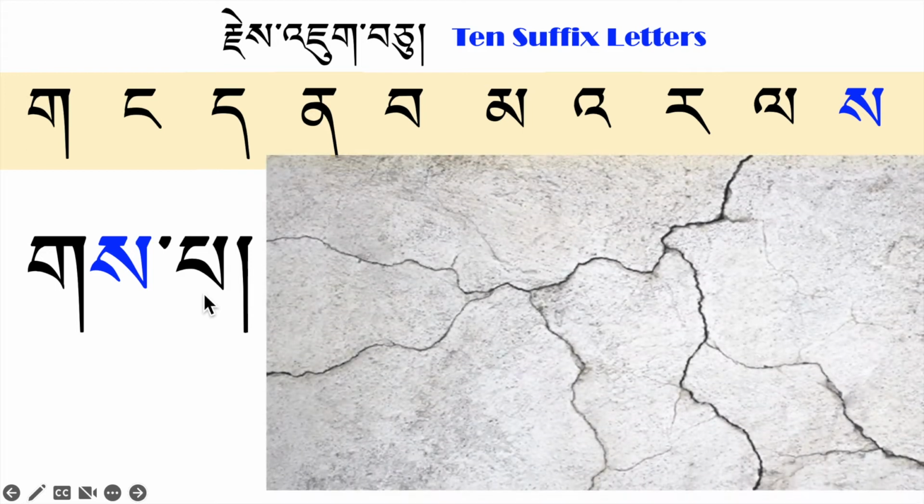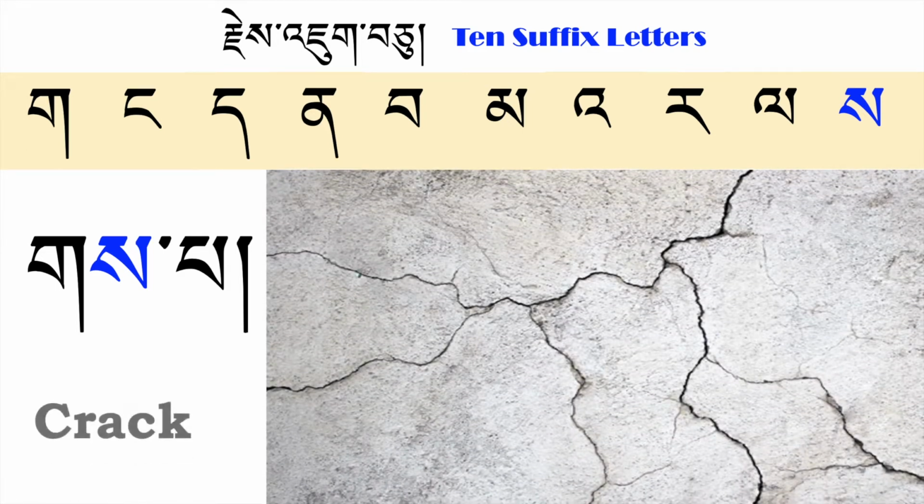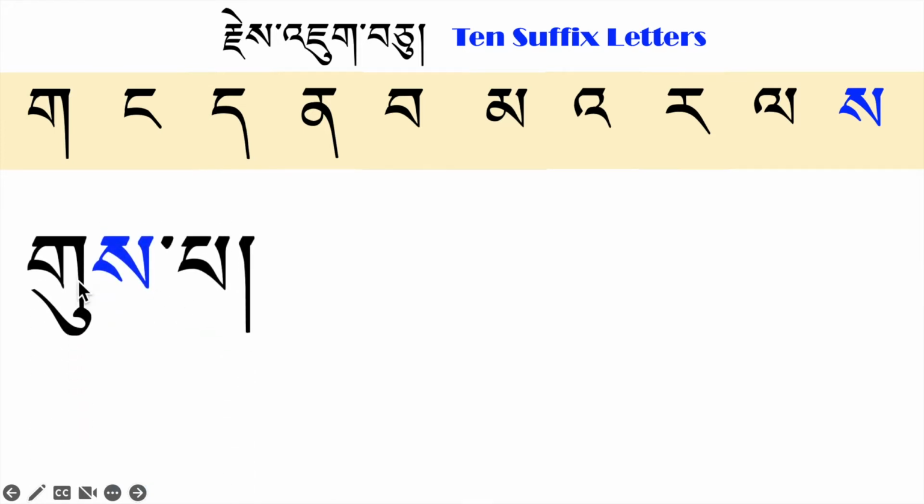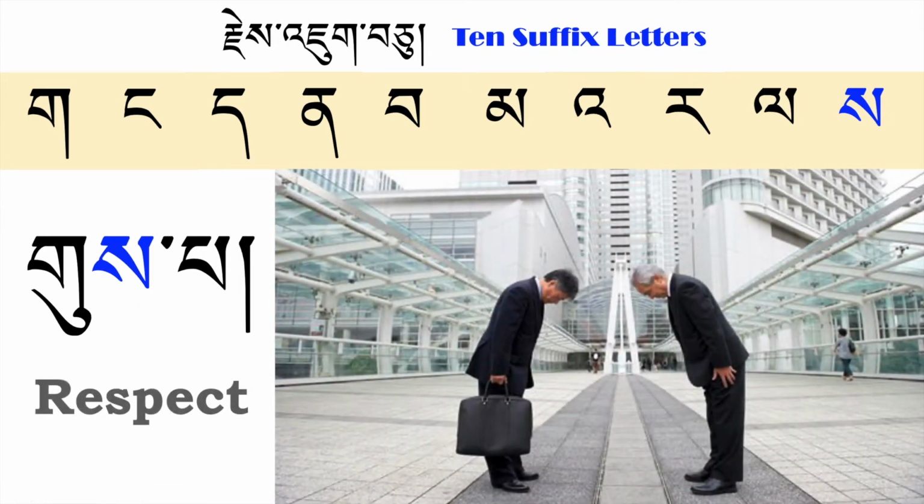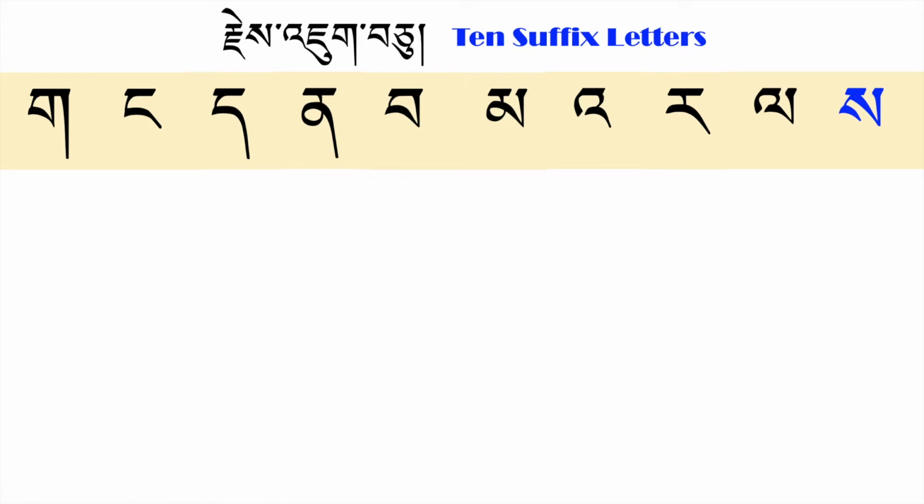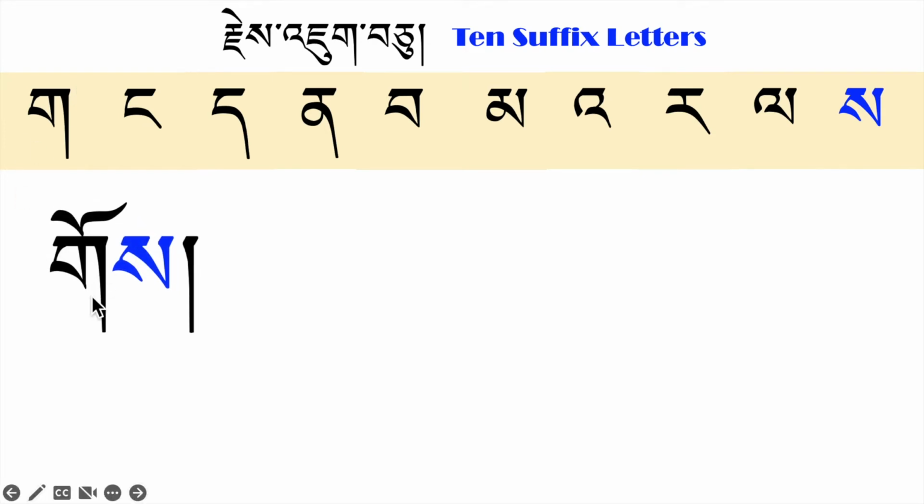Geba meaning is, what do you see here? Crack. Anything cracked on the wood or cracked on the wall, anything is called geba. Next, ga sharp yu gu, sa, gu ba. Guba. Guba meaning is respect.